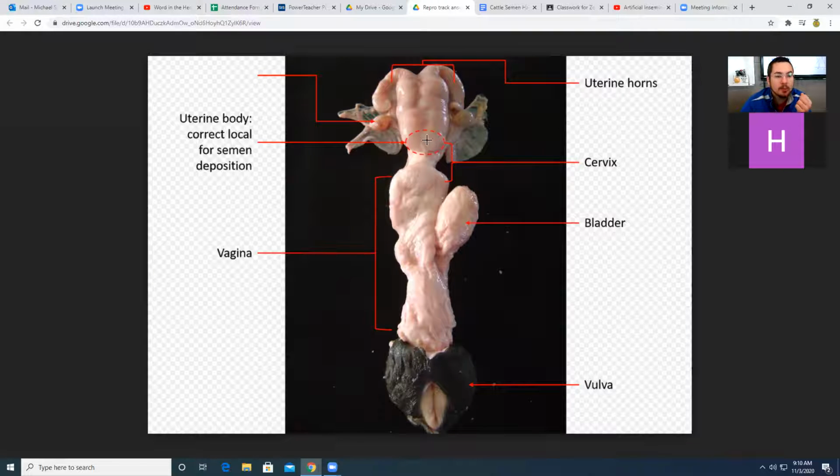Then the uterine body is directly past the cervix. That's where you would deposit semen if you were artificially inseminating this cow or heifer. Then that semen is going to be pulled into each of the uterine horns, both of them at the same time. And then back here, we have our ovary. I'm sorry, that's not labeled here, but this is the ovary where our follicles are produced. And then when that cow is pregnant, she's going to produce a CL that's going to continue throughout that pregnancy.